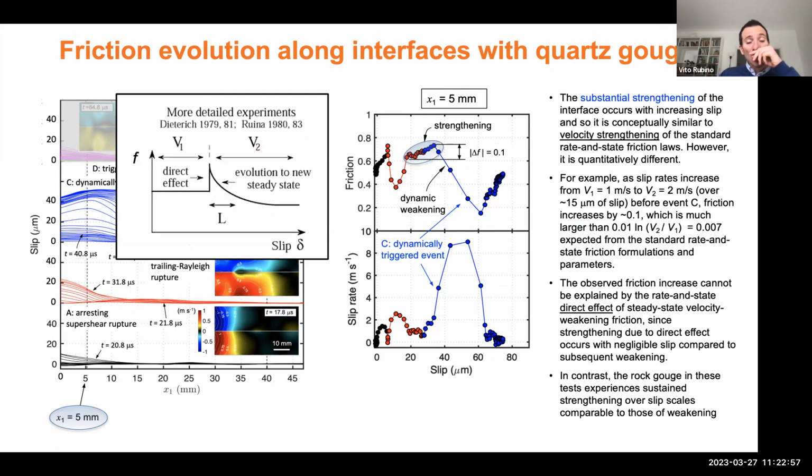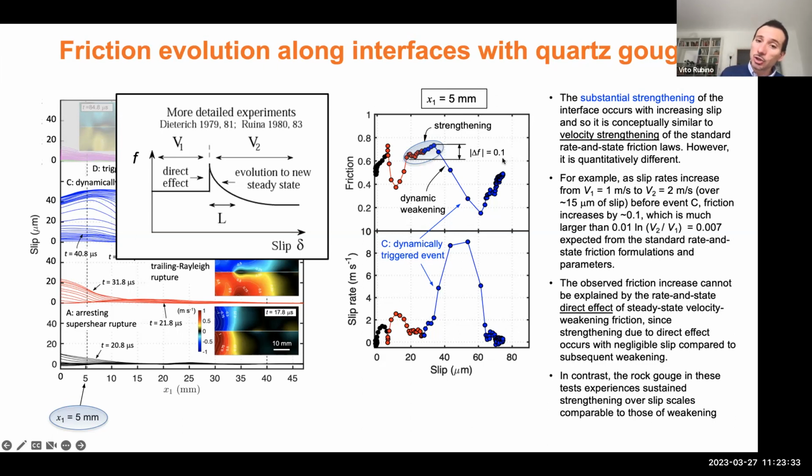But now, if we focus on the strengthening part, one possibility is that this strengthening is actually due to the direct effect of rate and state. It's a legitimate interpretation. However, there are two things to note. One is that the direct effect happens at a very small slip compared to the weakening part, whereas here we have this strengthening occurring on a slip scale which is on the order of about 15 microns, which is comparable to the slip scale of weakening.